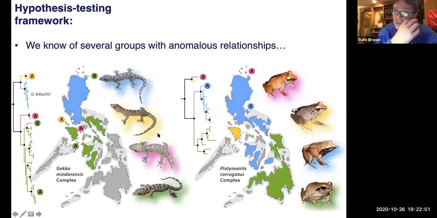And here's some cases where species don't follow the rules. Here's a new species of gecko from a tiny little island north of Luzon. And you look at its position, it's related to species from the central part of the archipelago and not to the species Gekko mindorensis and Gekko kikuchii, which are right adjacent to it on the island of Luzon. Or a species of frog on a small island in the Babuyan Islands, whose sister species is down here in Mindoro, and it's not related to the intervening large island of Luzon. So that's what I mean by these phylogenetically anomalous relationships in defiance of the Pike paradigm.